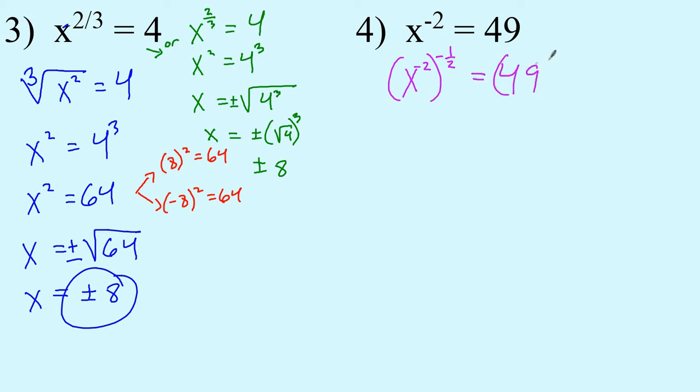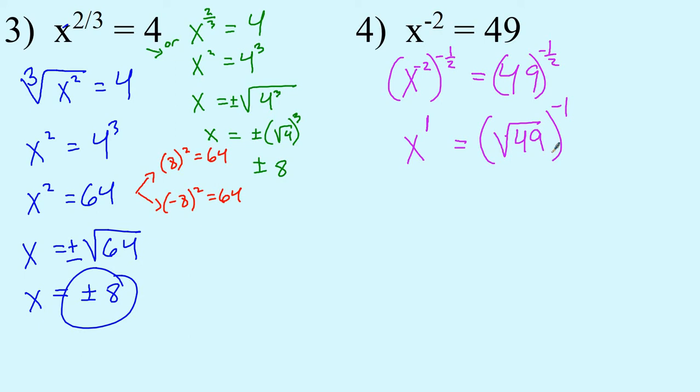Why would I do that to both sides? Because when I raise a power to a power, I multiply. So negative times negative is positive. 2 times 1/2 is 1. So x, there we go, I got x by itself, equals 49 to the negative 1 over 2, or the square root of 49 to the negative 1.